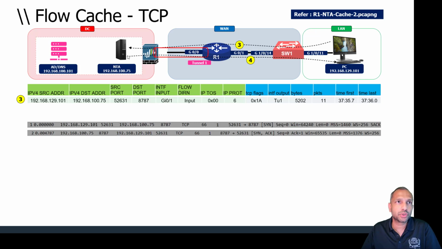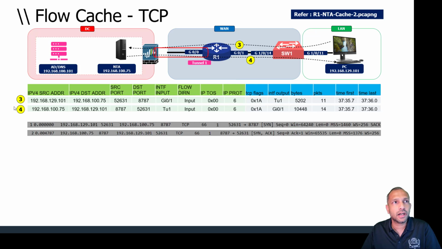Now when the SYN packet goes to the server, the server responds with SYN ACK. This time the source will be the server IP address, 100.75, and the destination will be 129.101. So this is different to the previous flow. It's creating another flow in the cache, and that is what is reported here in the flow cache.